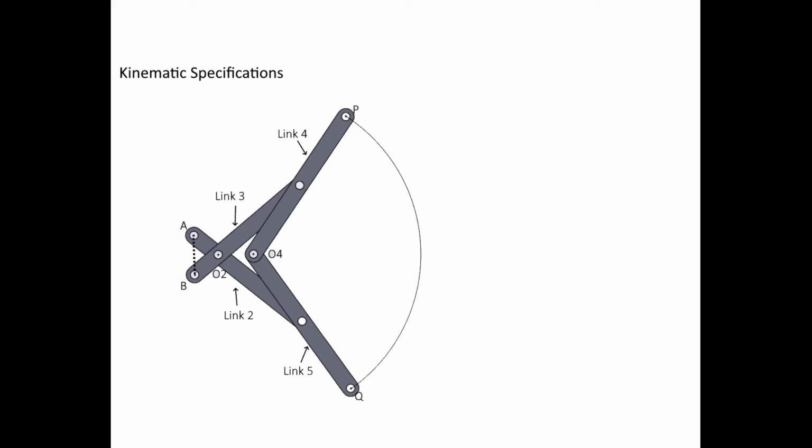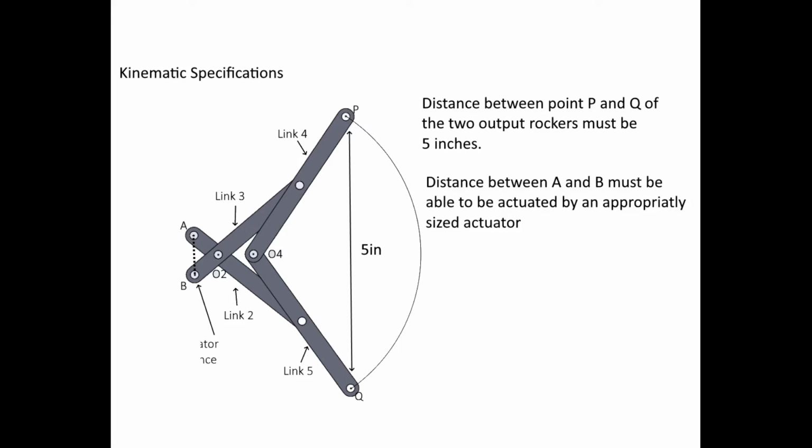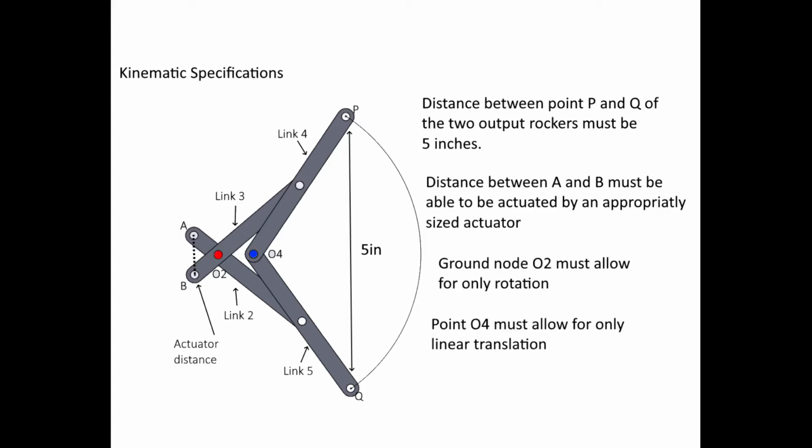Our kinematic specifications are: the distance between points P and Q of the output rockers must be 5 inches. The distance between A and B must be able to be actuated by an appropriately sized actuator of less than 1 inch. Ground node O2 must allow for only rotation, and point O4 must allow for only linear translation. Our synthesis was done using a graphical approach.